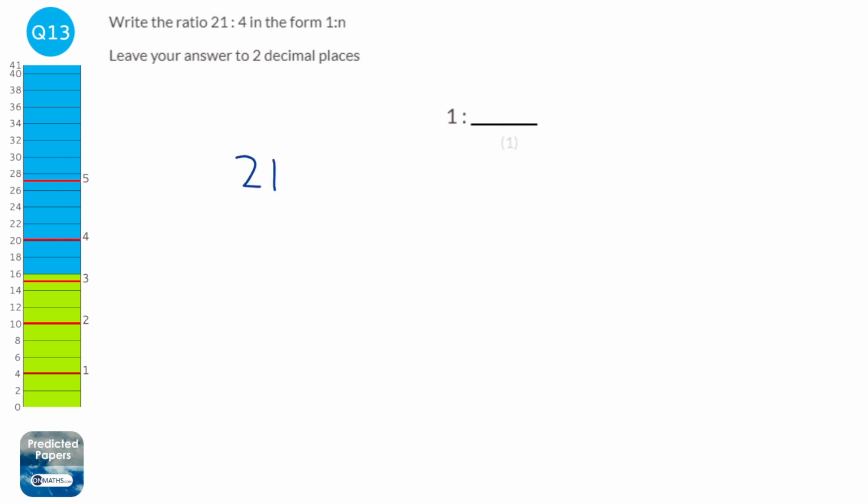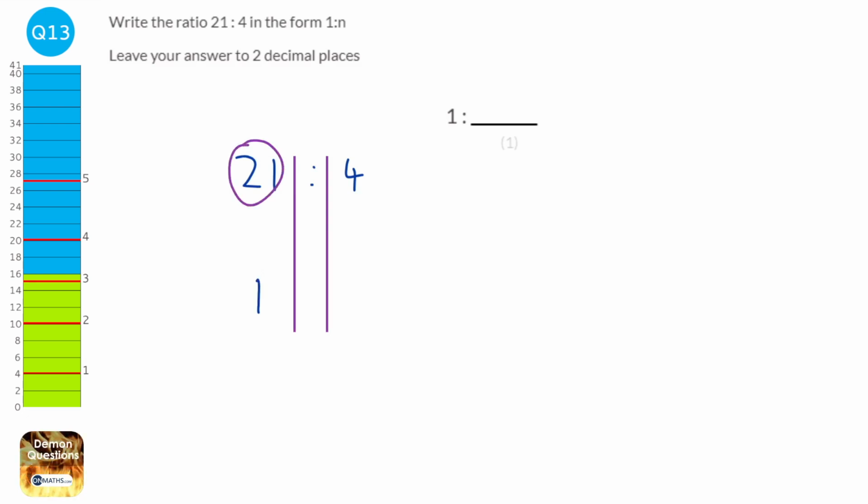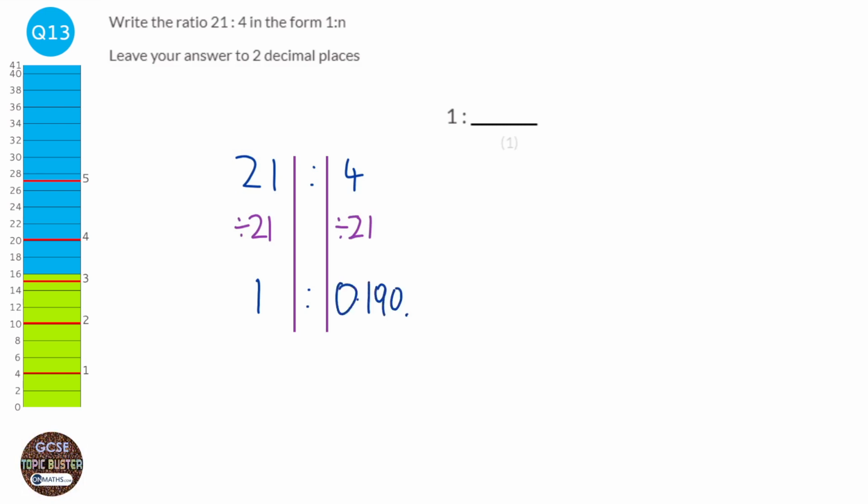So we're given 21 to 4 is the ratio, and we're just going to have our lines in, because what we need to do is make the left hand side be 1. And to do that, for 21 I need to divide it by itself, divide it by 21, and we're going to do the same to the right hand side. So 21 divided by 21 is 1, perfect, that's what we wanted. 4 divided by 21 is 0.190 blah blah blah. It says it wants it to 2 decimal places, so it's going to be 1 to 0.19.